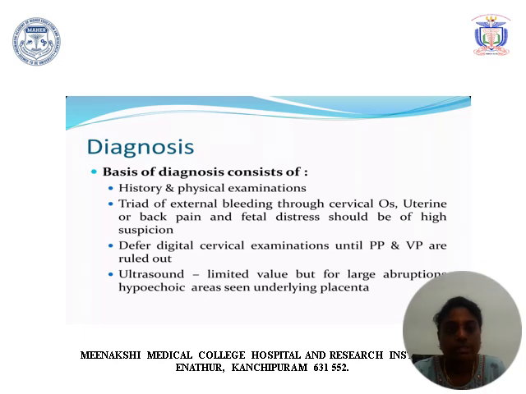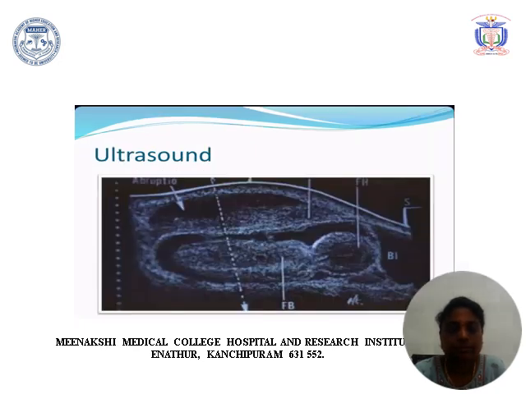How to diagnose this? Basically from the history and physical examination. A triad of external bleeding through the cervical os, uterine pain or back pain, and fetal distress should raise high suspicion. Don't do a digital cervical examination until placenta previa or vasa previa are ruled out. Ultrasound is of limited value, but for large abruptions there will be hypoechoic areas seen underlying the placenta.